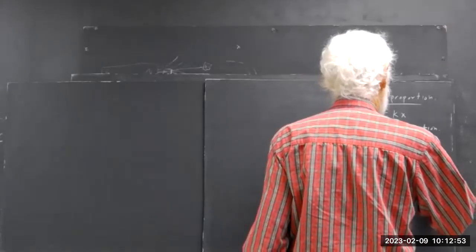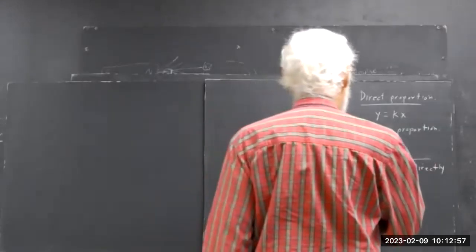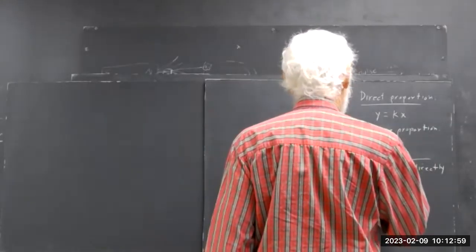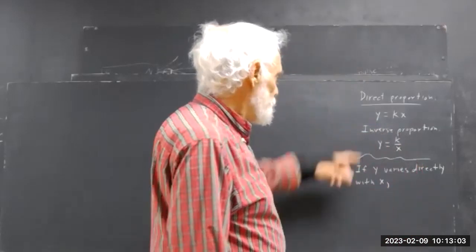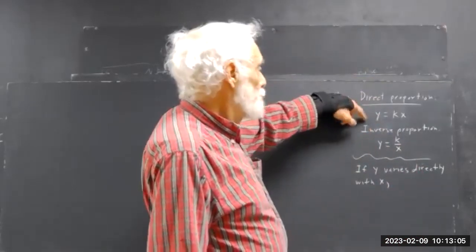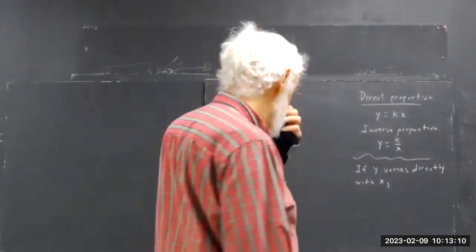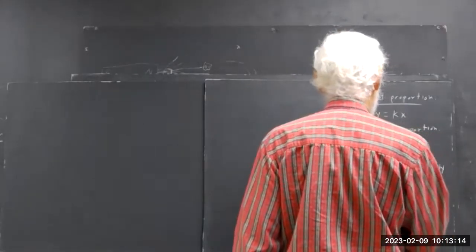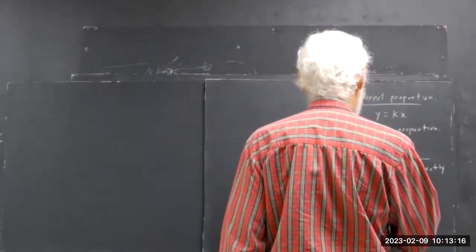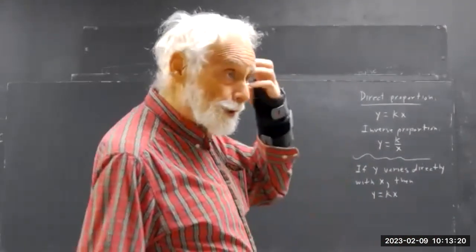Now, when you use the word variation, it varies. If y varies directly with x, then, well, I'll skip writing it for time's sake, but that means y is in a direct proportion with x. Then we conclude y equals kx.